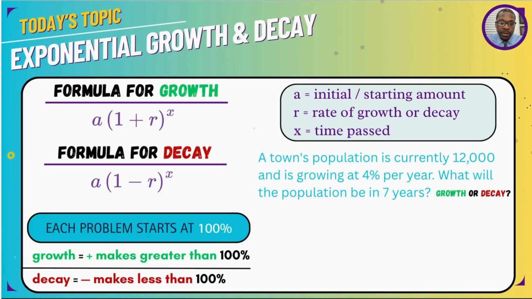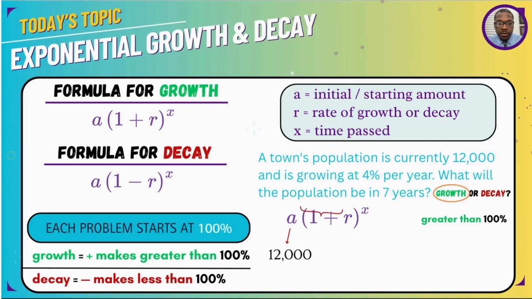Now, clearly, because the problem says it is growing at 4%, we're dealing with a growth problem, so we need to use the growth formula. And whatever we get, we know it's going to give us something that's greater than 100%. So we're going to start with the growth formula, and let's make sure we put the right numbers in the right places. The first thing we need to put is how much did we start with? We started with 12,000 people.